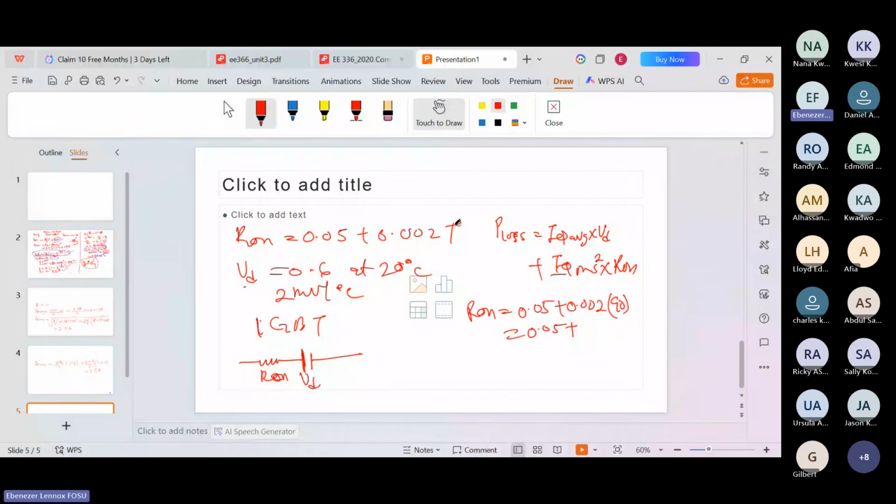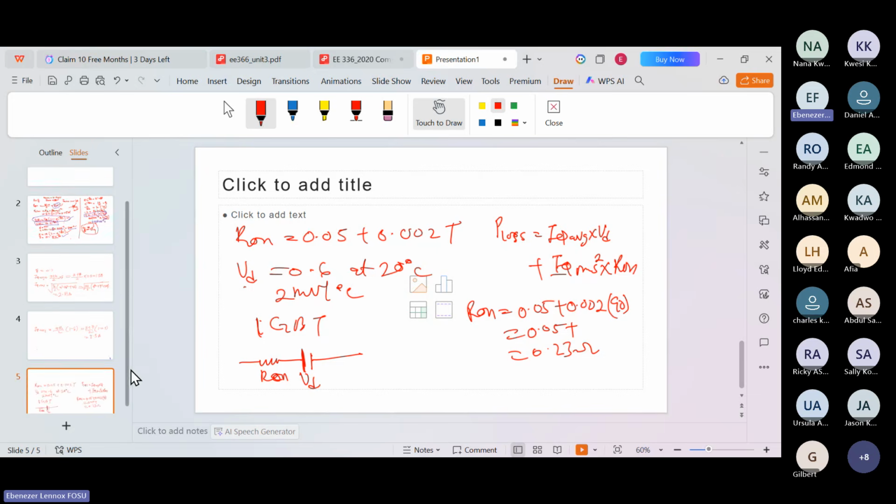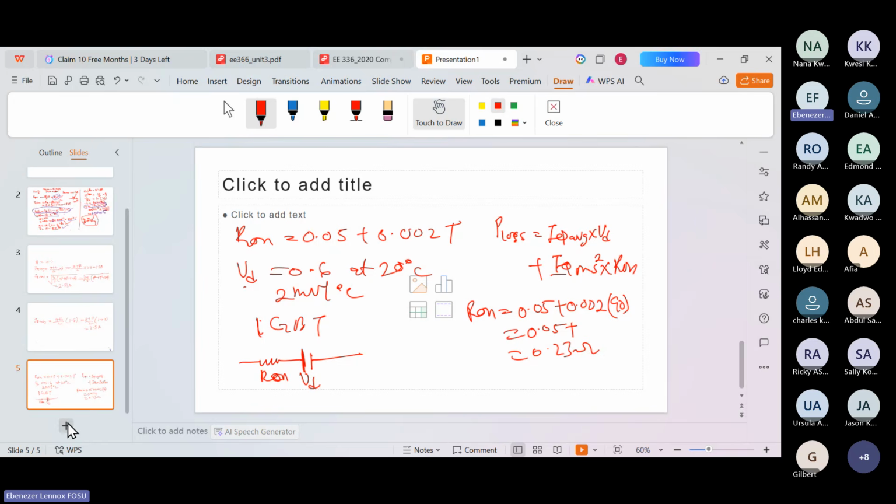Okay, so who is done calculating the value of R on? 0.23. 0.23 ohms. So that is R on. We also need to get the voltage drop at 90, because what we are given here is the voltage drop at 20 degrees Celsius. So we need to get the voltage drop at 90. So I will move to the next slide. If you can't see it, please let me know.